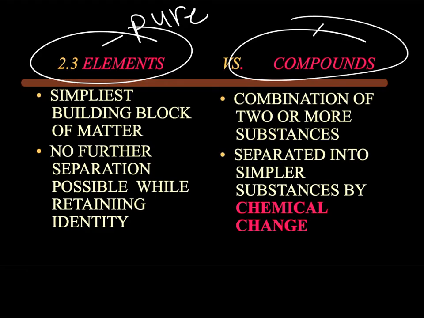Compounds basically have, as listed here, 2 or more substances in a compound. A good example would be H2O, water. That is a compound. It has hydrogen and it has oxygen.